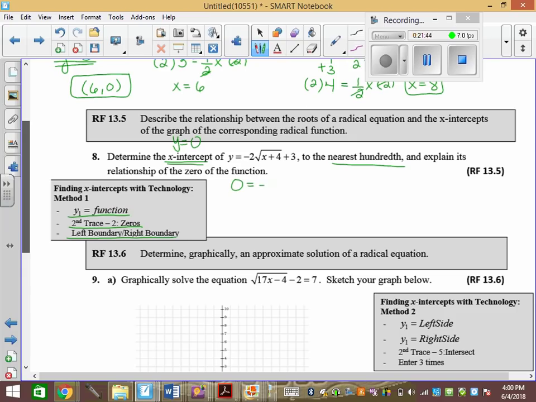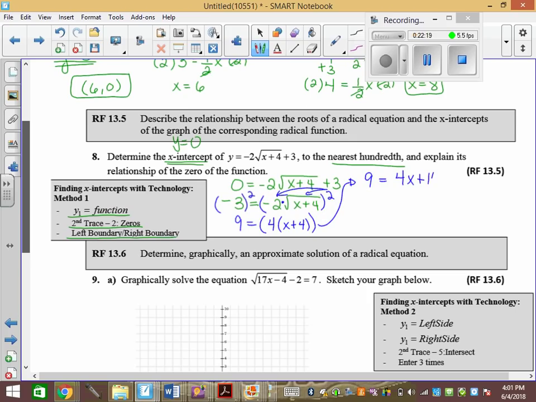So 0 equals -2 square root of (x plus 4), plus 3. Subtract the 3. Now, because moving the 2 over wouldn't make it very nice, it wouldn't divide evenly, I'm going to square it. I'm going to get 9 equals, and I have to remember to square this and this. It's not foiling because I don't have a plus or minus sign here. I have a multiplication between these two. So I'm just going to square the -2 and get 4. And then I'm going to square the square root sign, so it's going to go away. So I'm going to get 9 equals 4x plus 16.